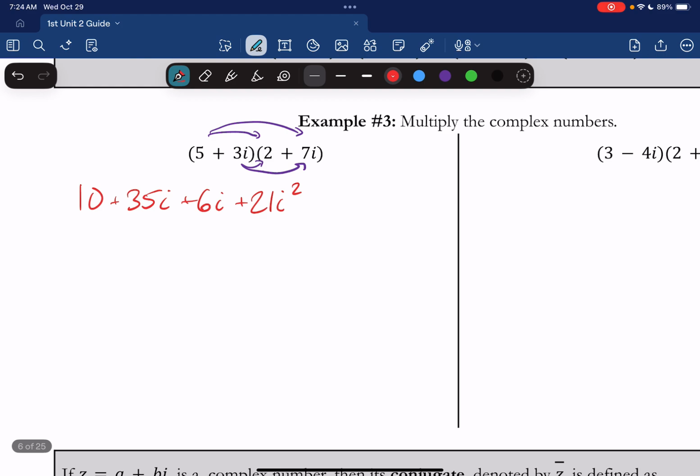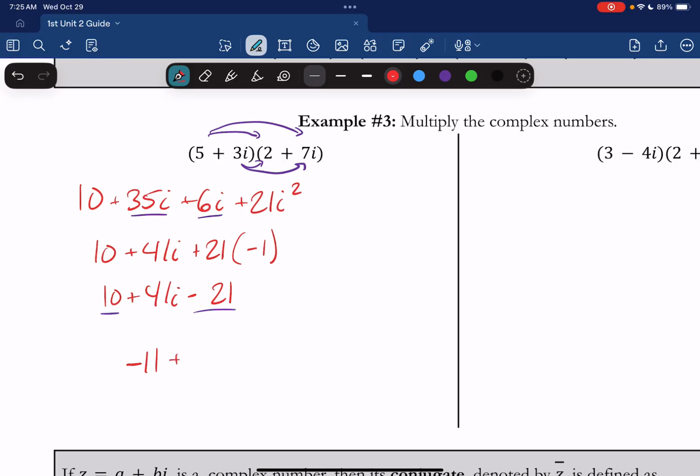So now what I'm going to do is go ahead and combine, see what I can work with. So I have these two like terms in the middle. So I'm going to do 10 plus 41i plus then 21i squared. We know that i squared is the same thing as negative 1. So I got really 21 times negative 1, which is really negative 21. And then now I have two more like terms, so I have two real parts. So my final solution is going to be negative 11 plus 41i. And then you will see always the real part written first and then the imaginary part.